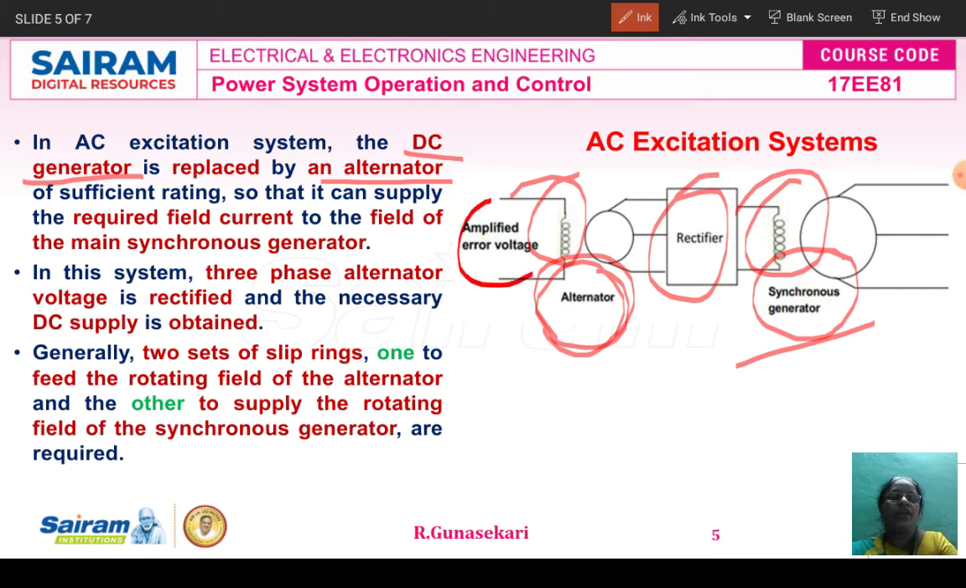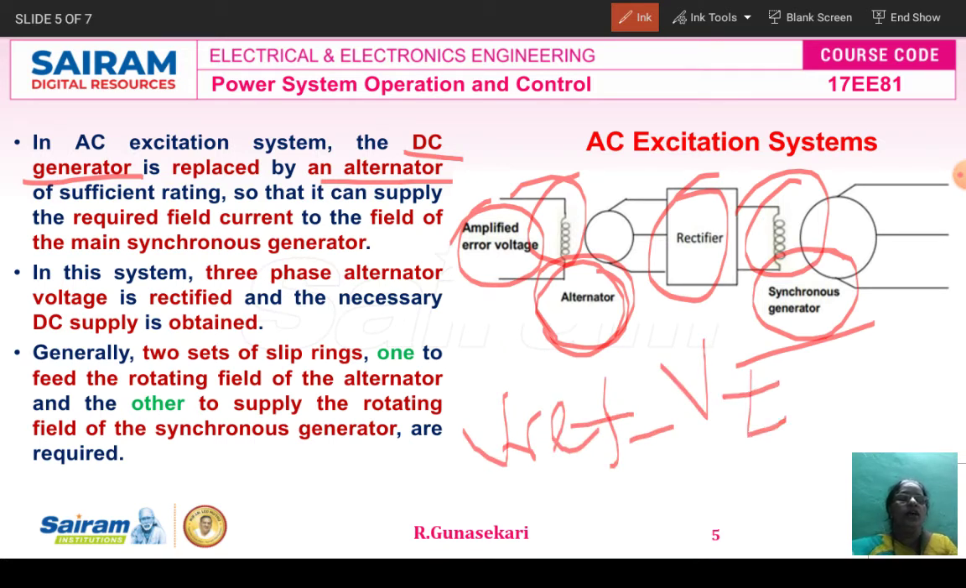The amplified error voltage: that is the reference voltage minus the terminal voltage of the generator, that is the synchronous generator. We get the error voltage E. That error voltage is fed to the amplifier and is amplified. That voltage is called the amplified error voltage. This amplified error voltage is fed to the field winding of the exciter. Okay.